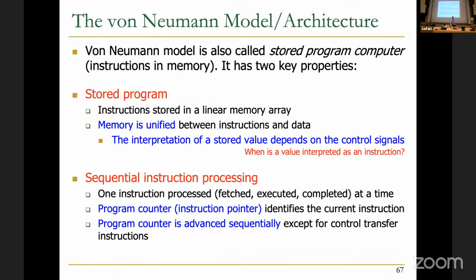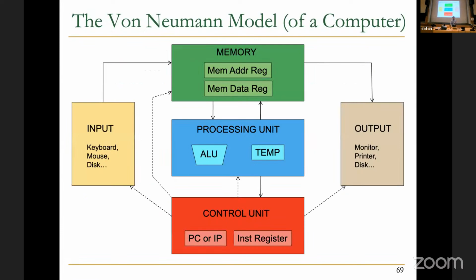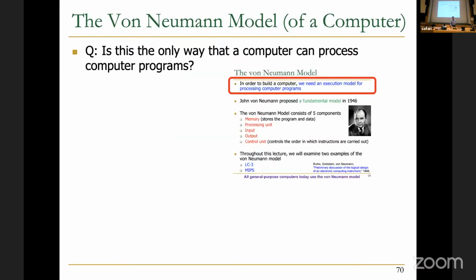Now let's take a look at sequential instruction processing. We said that the abstraction that you provide to the program is one instruction is processed, fetched, executed, and completed at a time. And there's a program counter, it's advanced sequentially. So that's good. We're going to assume that. And these are the beautiful pictures that we have seen. Now I will ask, let's say, a critical thinking question. Is this the only way that a computer can process a program? Anybody has a better model, different model than von Neumann model?